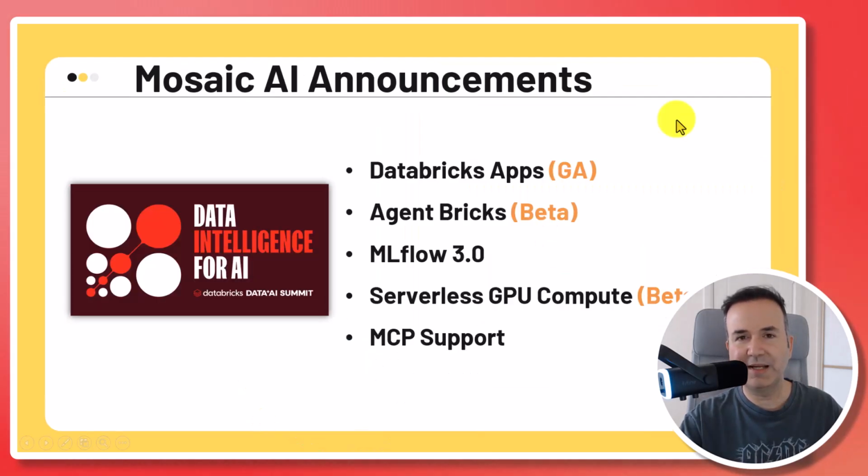Finally, there are some AI announcements. Databricks Apps become generally available. Agent Bricks, which you are able to use for agents, is now in beta phase. MLflow becomes 3.0. Serverless GPU is now in beta stage and you will be able to use serverless GPU in your compute. Now Databricks has got MCP support.